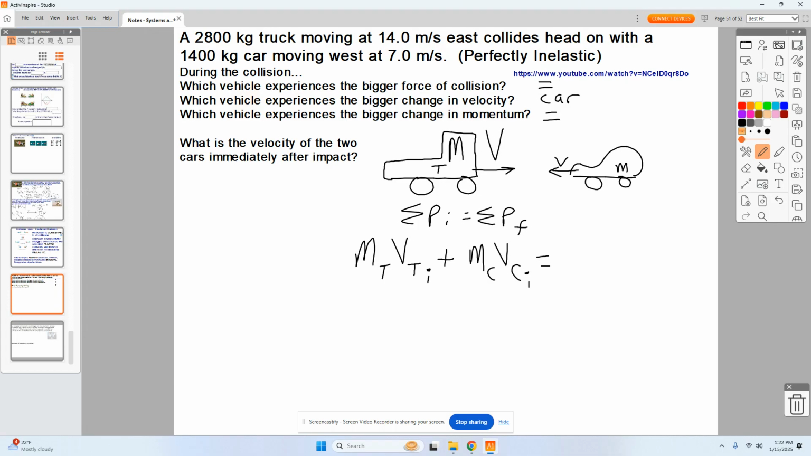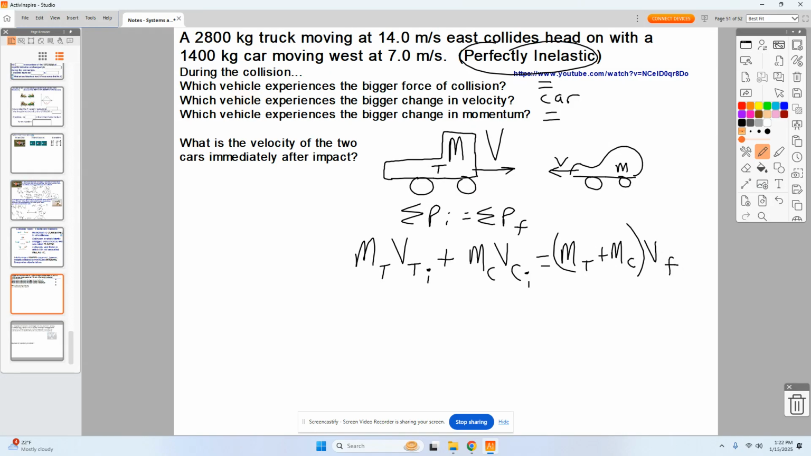One thing I noticed is that the car is moving in the opposite direction. I'm going to let that go in as a negative sign for the velocity. So when I put in the speed or the velocity for the car, I'm going to have that be negative, just because it's a directional quantity. On the right-hand side, because they hit and they combine, this is perfectly inelastic. That means they hit and they stick together. The mass of the truck plus the mass of the car, they move together with some final velocity.